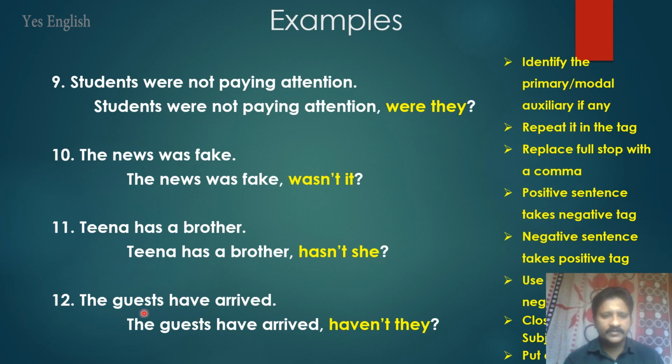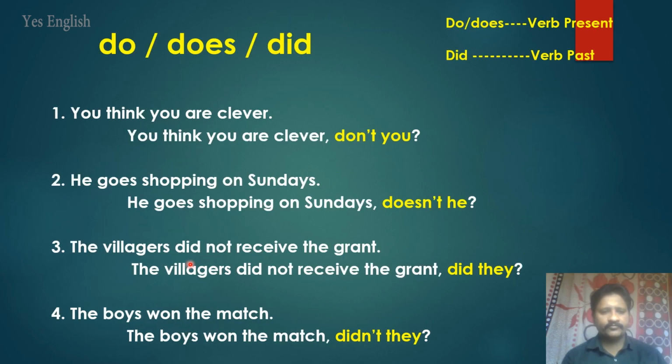Number 12, the guests have arrived. Okay, have is repeated. The sentence is positive. Now, what happens if there is no modal auxiliary or any primary auxiliary in the sentence? In this case, we use do or does or did. Do or does could be used with the verb in present form in the statement given, and did is used when the verb is in past tense.